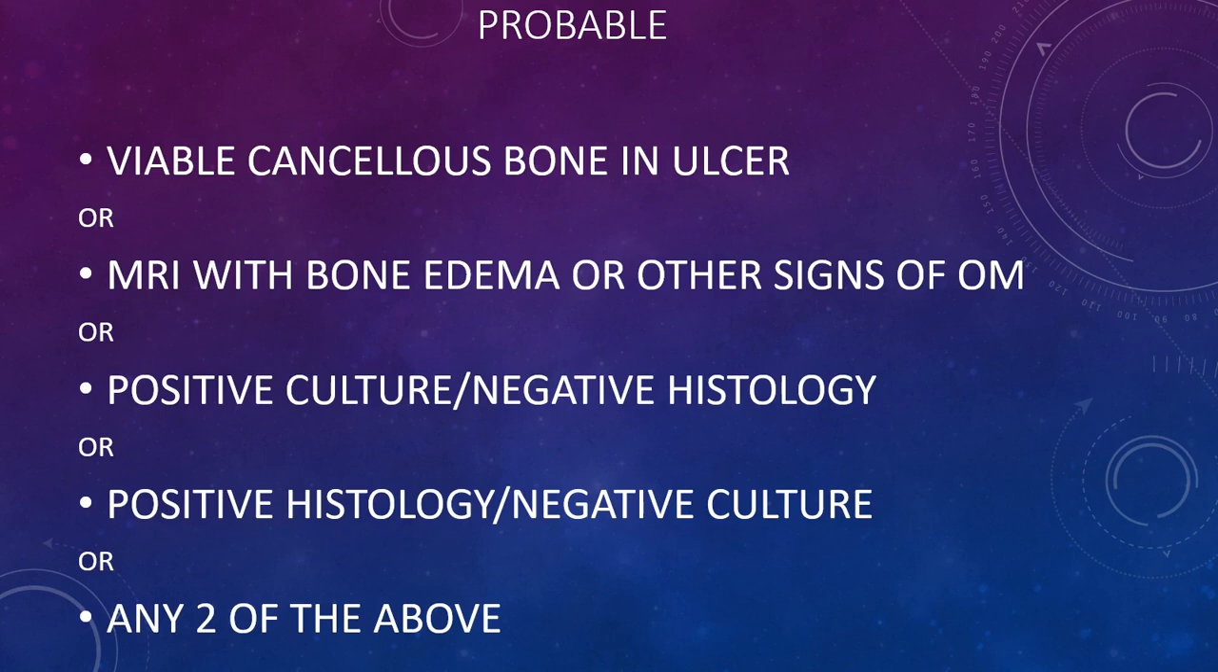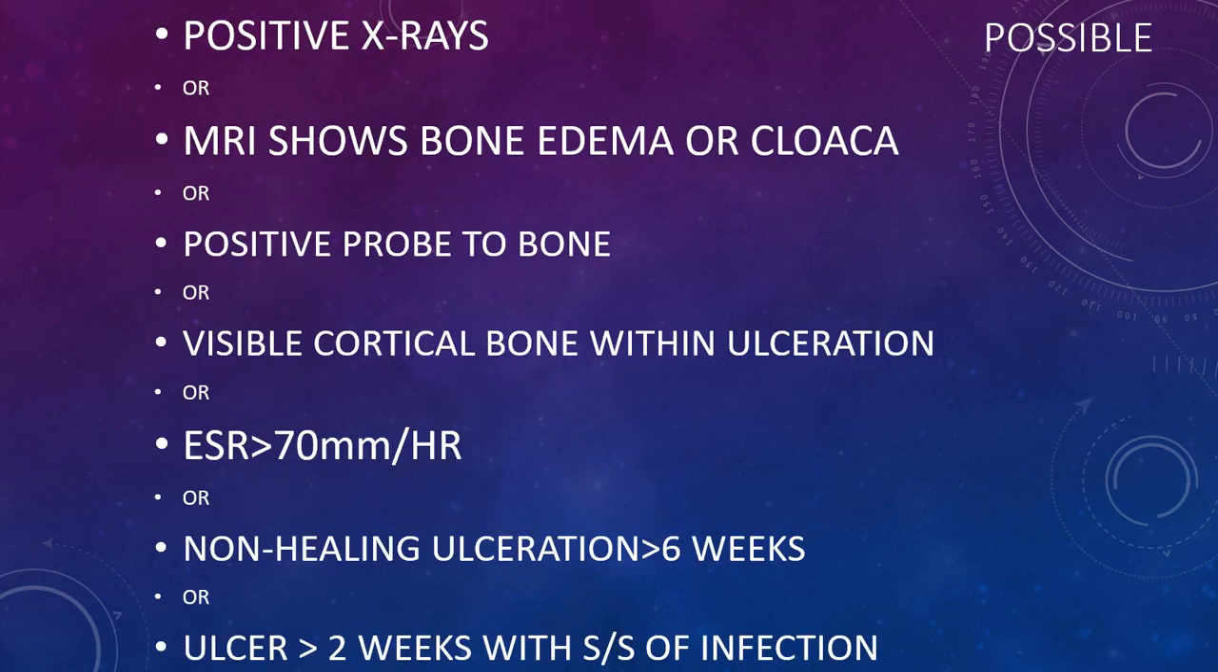The probables, two of which make for likely osteomyelitis, include the presence of bone observed within the ulcer itself, an MRI with bone edema or other changes of osteomyelitis, a positive culture with negative histology, or a positive histology with negative culture, or any two of the above.